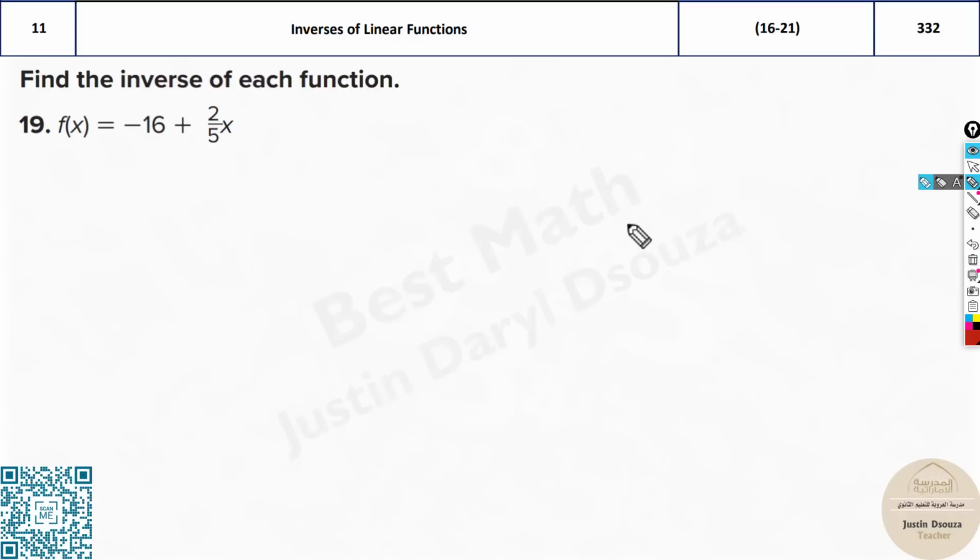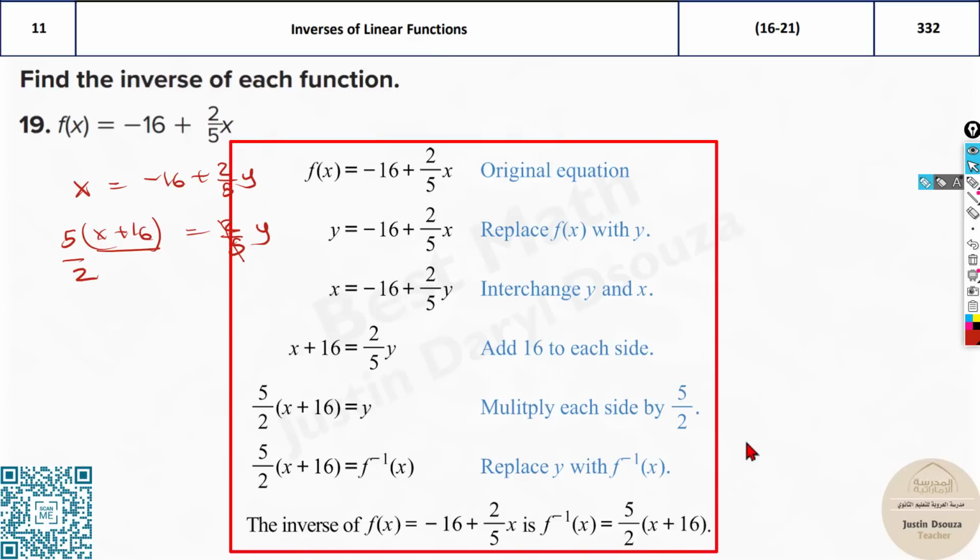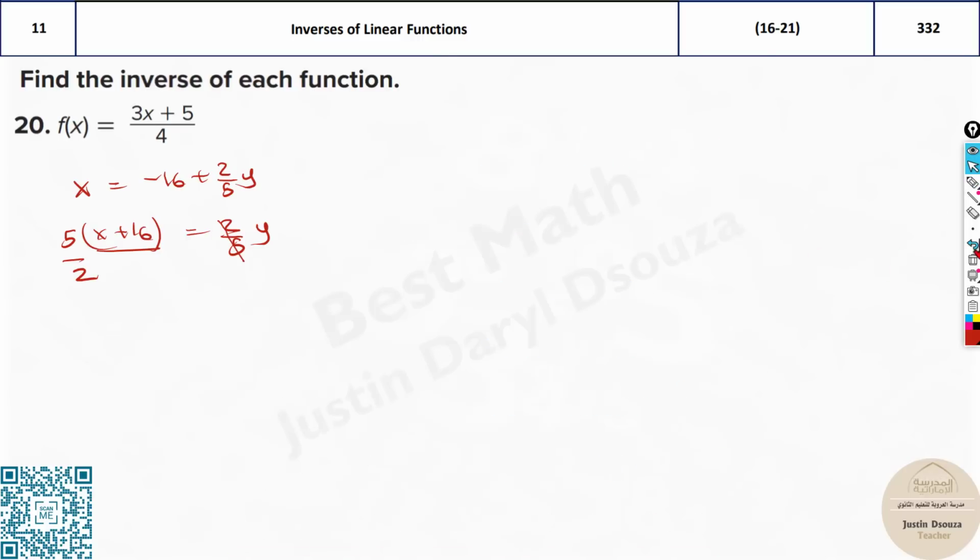And here as well, please solve them by yourselves now. X is equal to minus 16 plus 2 by 5y. It will be x plus 16 equal to 2 by 5y. This 5 to the other side and divided by 2. So that would be the answer. That is y. This goes off. So it's 5 by 2 times x plus 16. And here, again, another simple one.